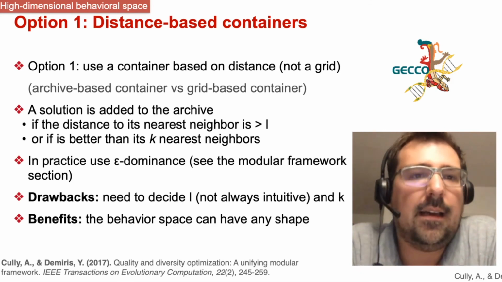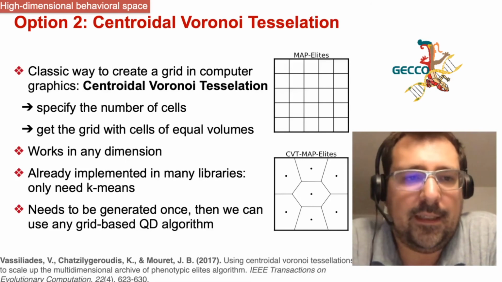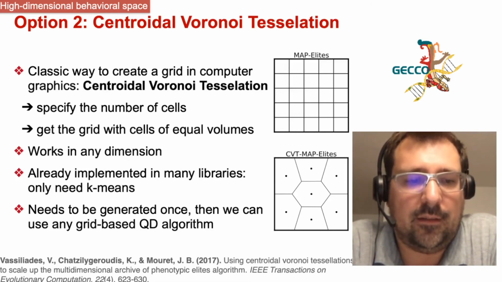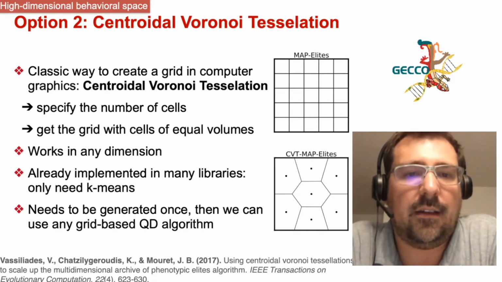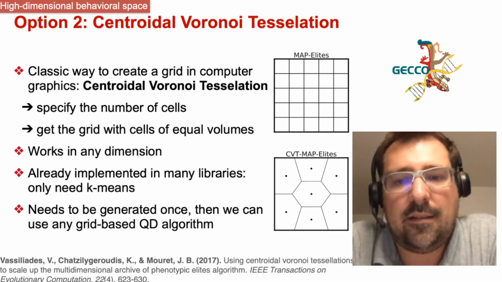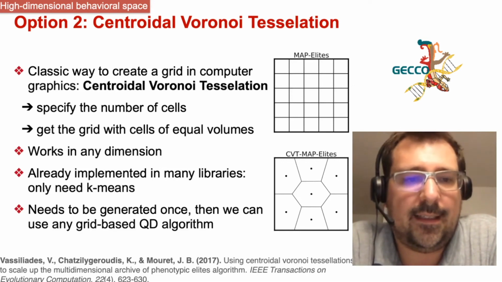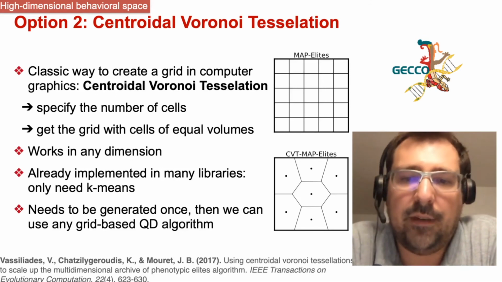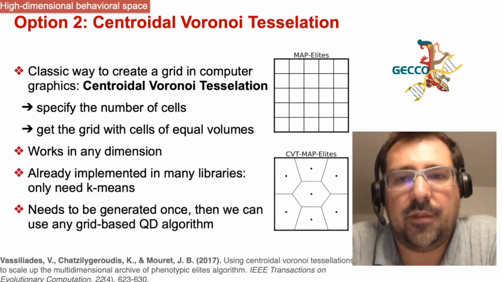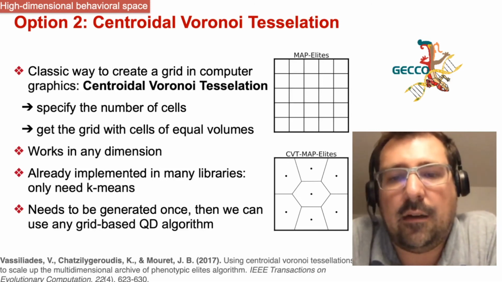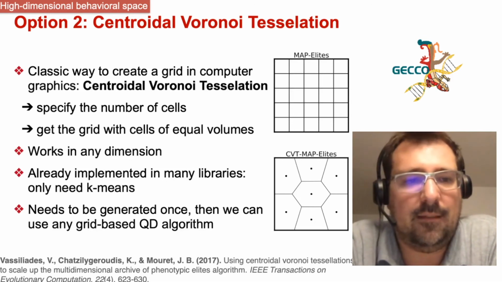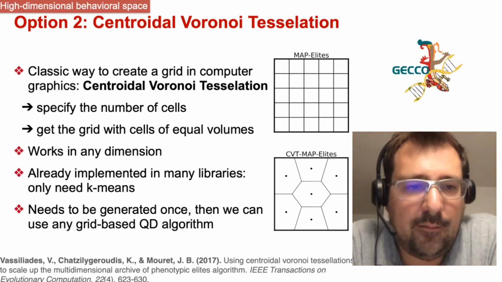The second option, which is very close to MAP-Elites and that we published a few years ago, is to use something very classic in computer graphics, which is called centroidal Voronoi tessellation. The result here is that we specify the number of cells, and then we get a grid with cells of equal volume. You have an example on the right. On the top, you have the regular grid that is used by MAP-Elites, and on the bottom, you have a grid with 7 cells generated by CVT-MAP-Elites. And it works in any dimension.